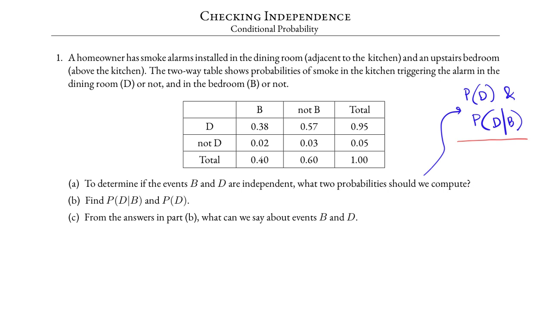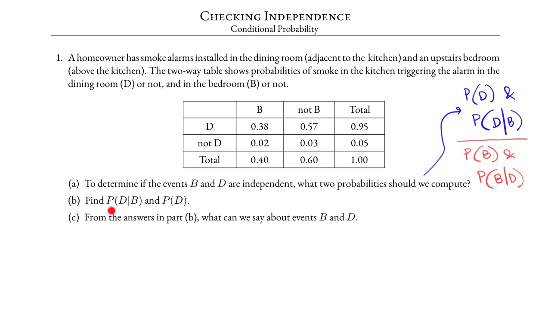Alternatively, we could compute the probability of B and the probability of B given D. If we can compute the two probabilities and compare, then we can see whether B and D are independent. Either one of those two pairs, not both. We do not need to do both, just one only.